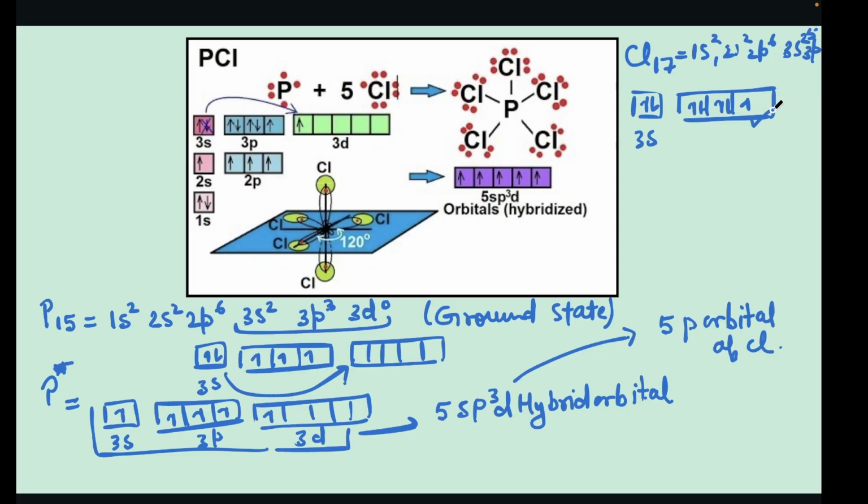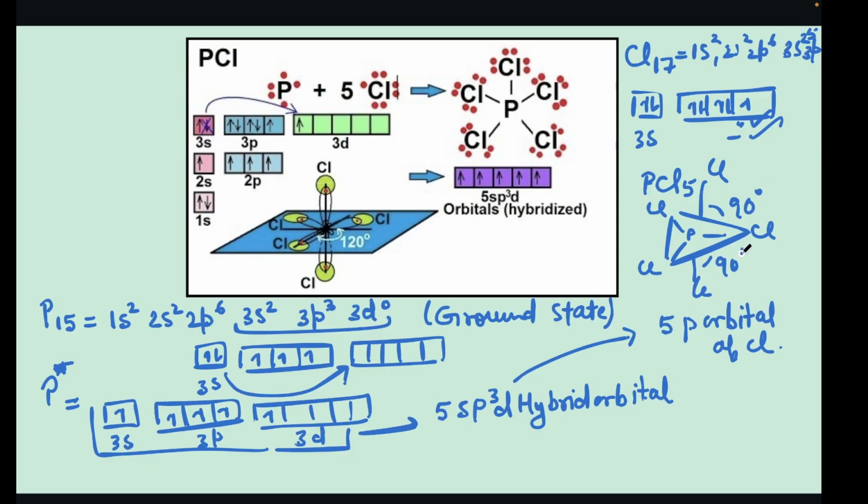So we can see there is only one orbital which has one unpaired electron. So this orbital overlaps with the 5 hybrid orbitals of phosphorus and develops the formula PCl₅, which has trigonal bipyramidal shape. And the angle between the axial and equatorial will be 90° and the angle between the equatorial position will be 120°.